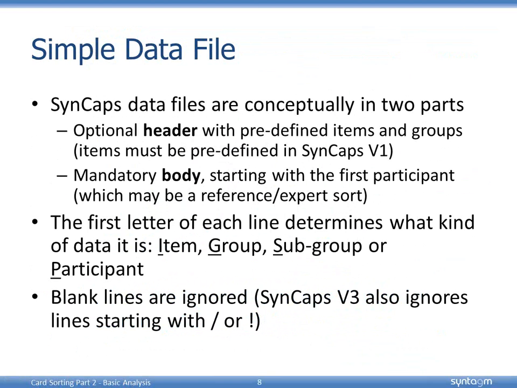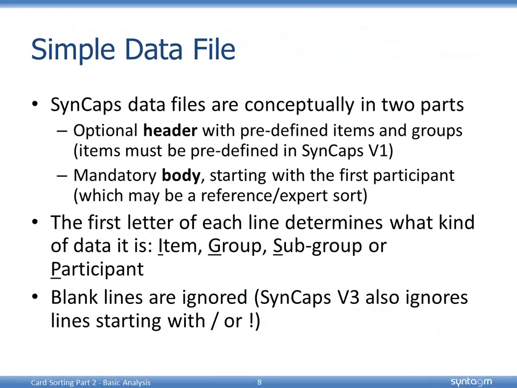I mentioned that the data file format is simple, and one of the simple aspects of it is that the first letter of each line determines what it is. So it's an I for an item, a G for a group, an S for a subgroup if you're using them. Those are what I call in the documentation anonymous subgroups. You're not allowed to name these particular subgroups.